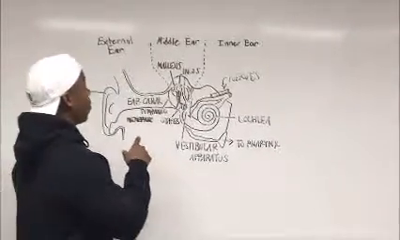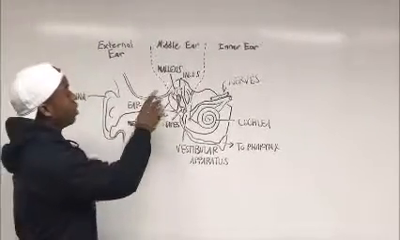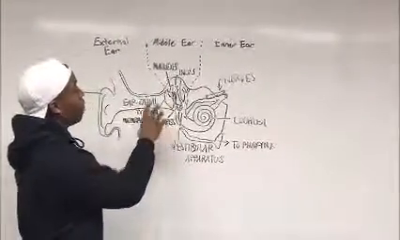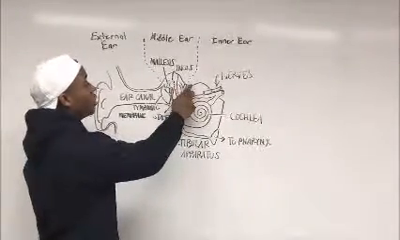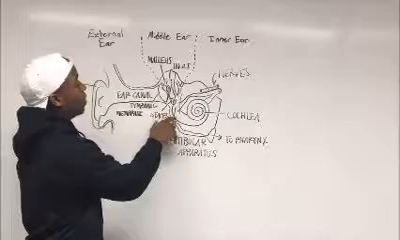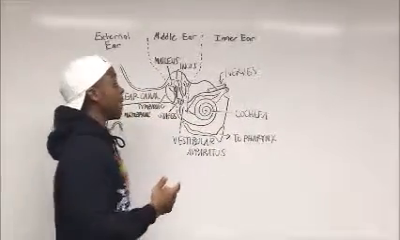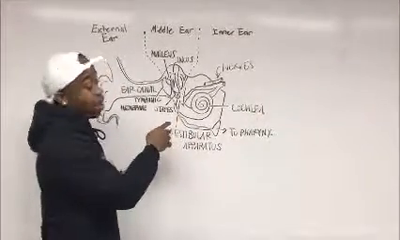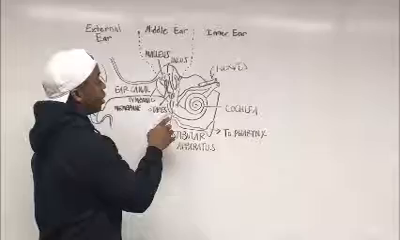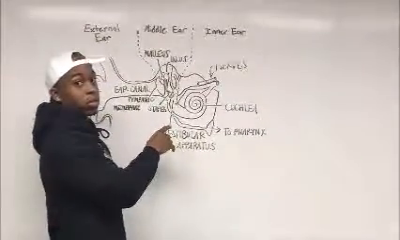All right, so as the mechanical waves go through the middle ear, they transfer from the stapes to the oval window, which then transfers the mechanical waves into the fluids of the cochlea, which is known as the endolymph. And the cochlea contains receptors that can transduce the mechanical waves into electrical signals.